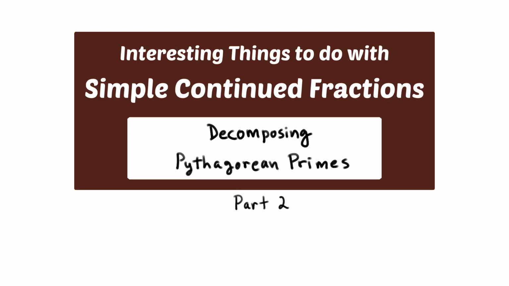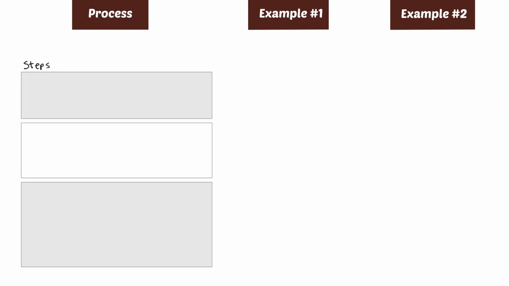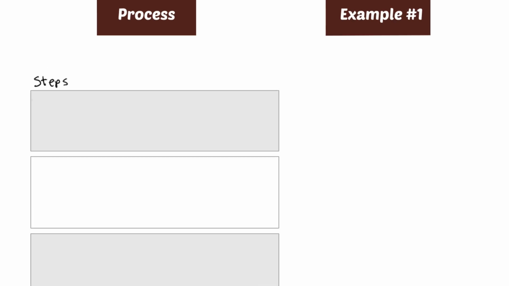This is part 2 of a series about using simple continued fractions to decompose Pythagorean primes. We'll outline the process and work 2 examples. Let's get started. The process has 3 steps. We'll write them down shortly, but let's remind ourselves of the problem statement.